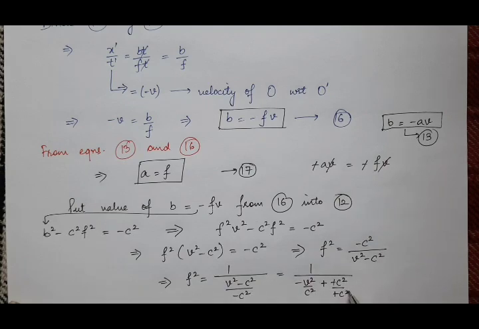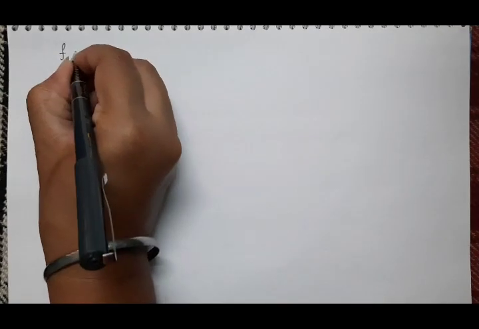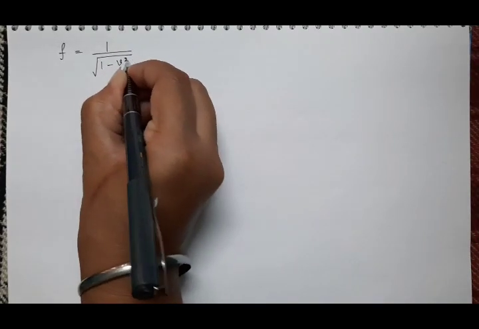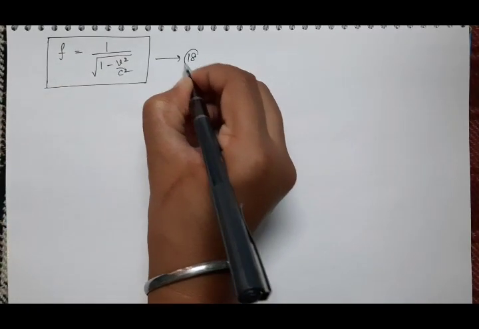Minus and minus will be cancelled out. C square and C square will be cancelled out. So we have 1 upon 1 minus V square by C square. So F square is equal to 1 upon 1 minus V square by C square. So F will be, only positive values are considered, 1 upon root 1 minus V square by C square. And suppose this as equation 18th.